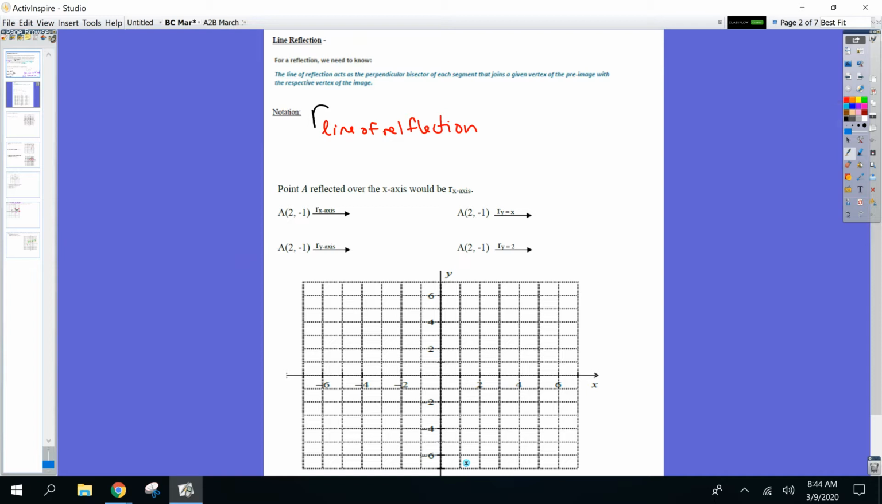So for example, you could see this. r, reflection, subscript, y-axis. What's that tell us? One, what's that little lowercase r? We're about to reflect over the y-axis. That's what that means. Okay? All good? Ready to do some basic ones you probably did in middle school?